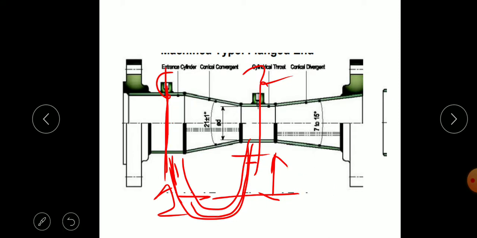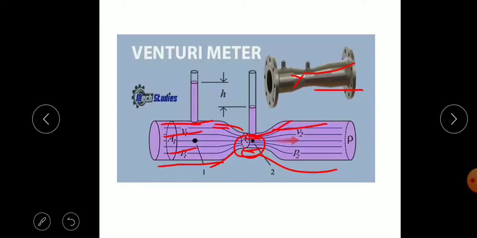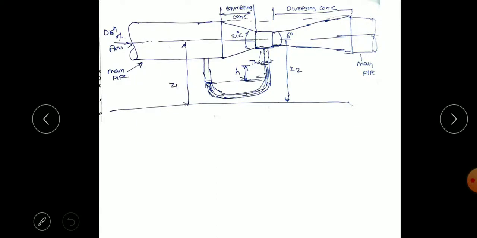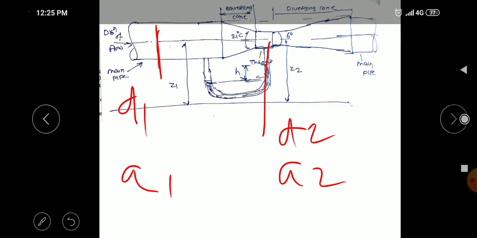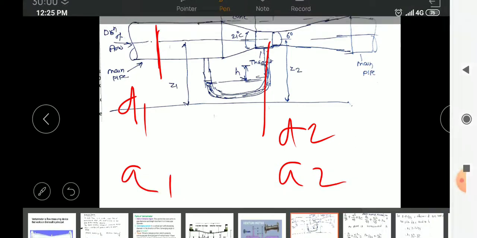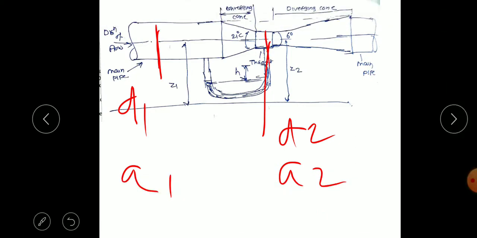So we see the expression for the venturimeter. Here for the venturimeter we have considered the inlet diameter D1, inlet area A1, then the throat at section 2. At section 2, the throat diameter is D2 and its area is A2. So here there are two important diameters, the inlet diameter and the throat diameter.